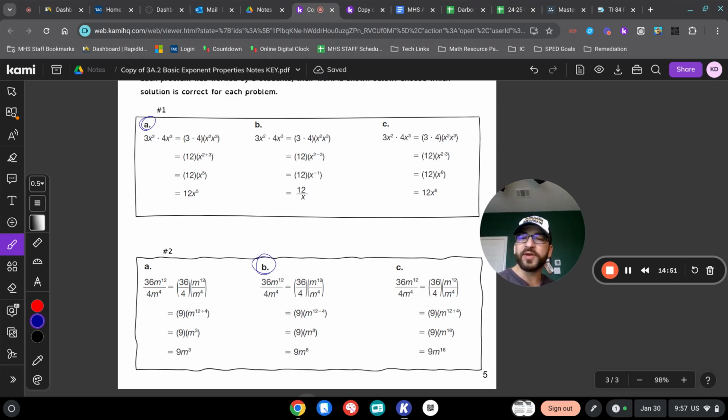And y'all, that's really all there is to our basic exponent properties. Go ahead and try that Valentine's matching activity on the next page.